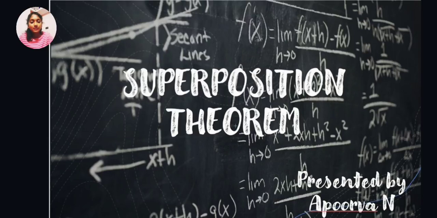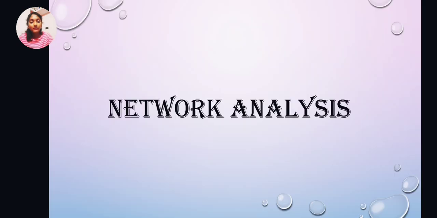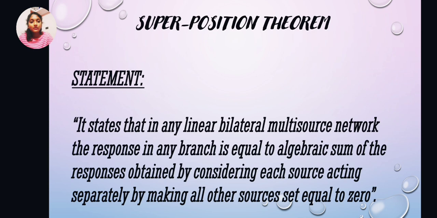Today let us discuss the superposition theorem, which is one of the topics in network analysis. So the first is the statement. The superposition theorem states that in any linear bilateral multi-source network, the response in any branch is equal to the algebraic sum of the responses obtained by considering each source acting separately, by setting all the other sources equal to 0.